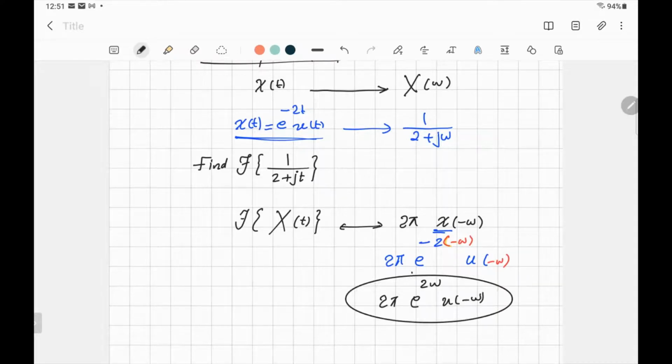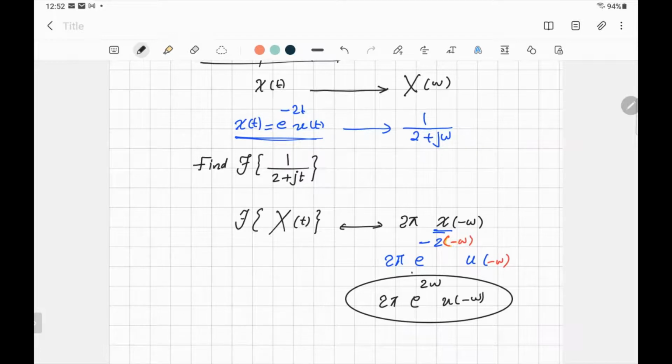Saves a lot of time. That's the duality. So if you want to find the Fourier transform of a function, and it looks like the Fourier transform of another function, just get the original one, replace t by minus omega, and multiply by 2 pi. Nice, right? Easy. Did you look at the integration? If you do integration, it takes a long time. This one just takes 1 second.